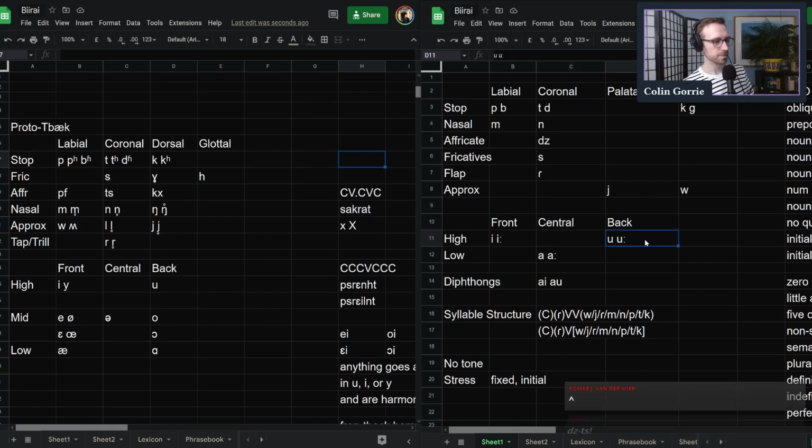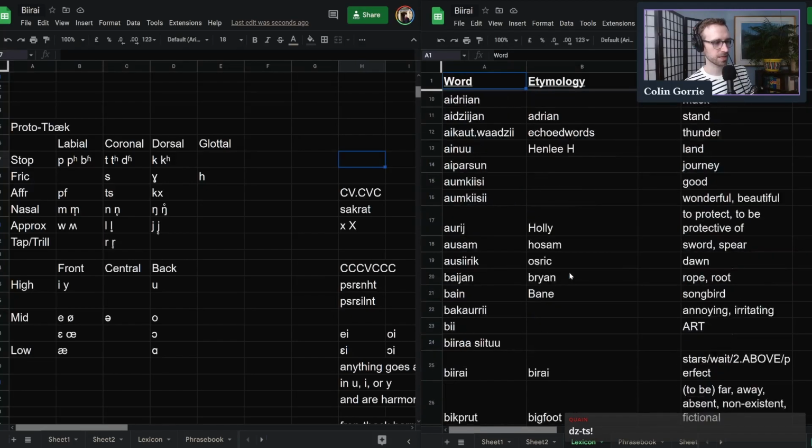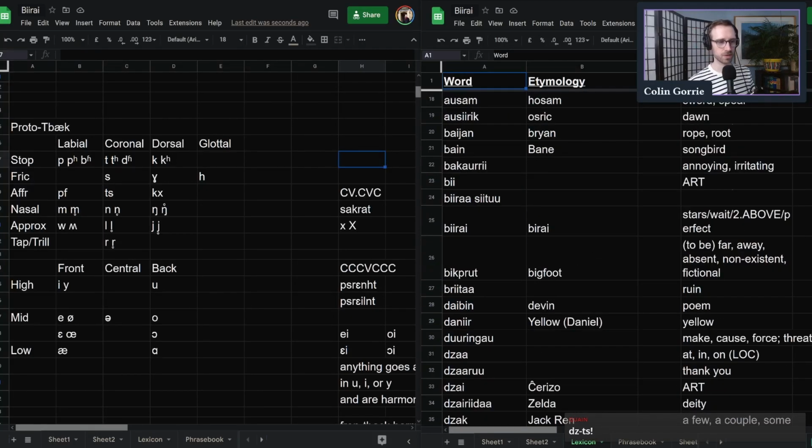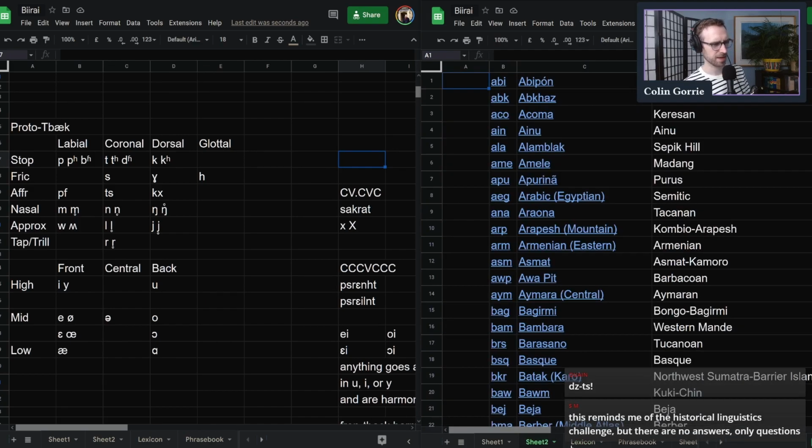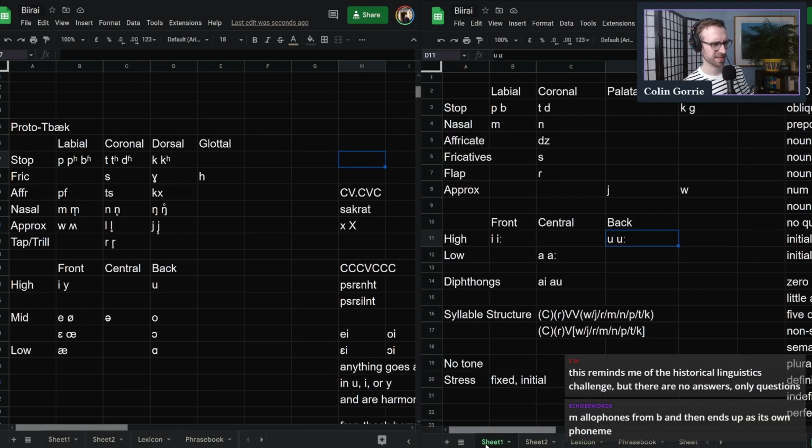So, let's do this in the context of a specific word. Let's use Biirai as our first example, obviously. So Biirai, how are we going to reconstruct this? How is it going to appear in Biirai, in Proto-Tbæk?